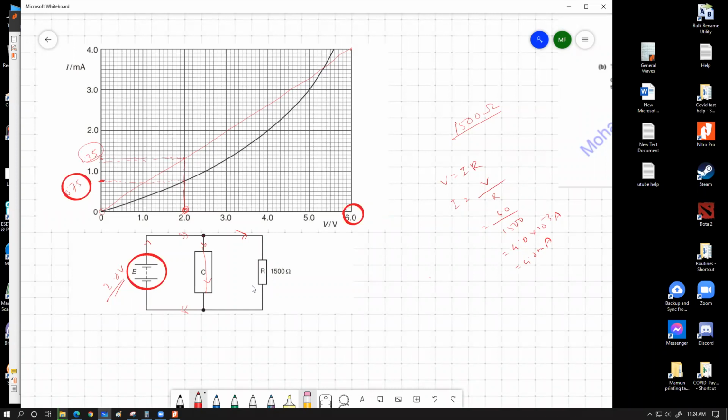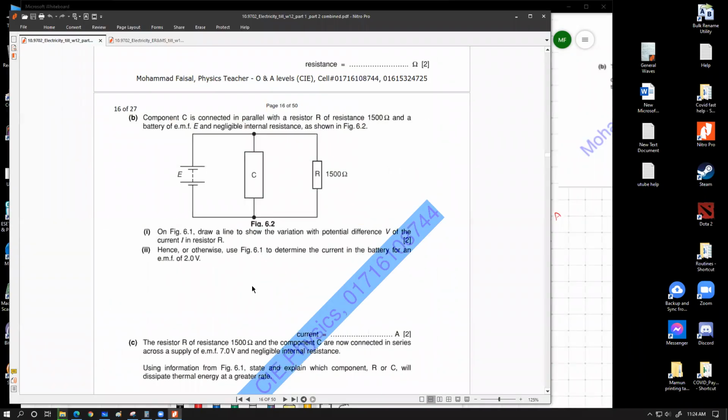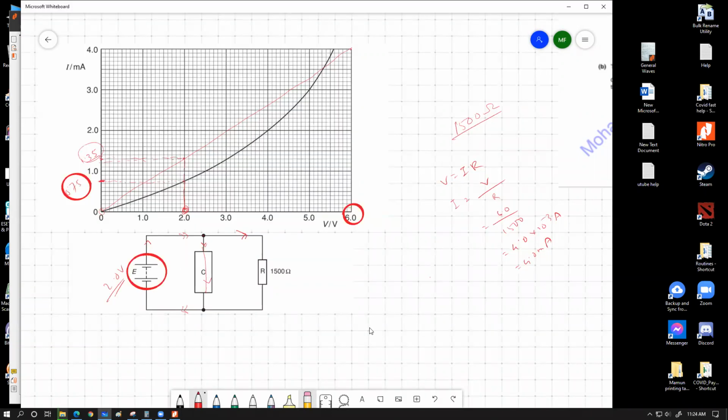how you used the graph, because the question says that hence or otherwise use figure 6.1 to determine the current in the battery for an EMF of 2.0 volt. If we only sum up the values and write them over here, you are not leaving any trace on the graph to represent how you actually solved this problem. So it's better if you leave these trace lines over here, which I appreciate very much.